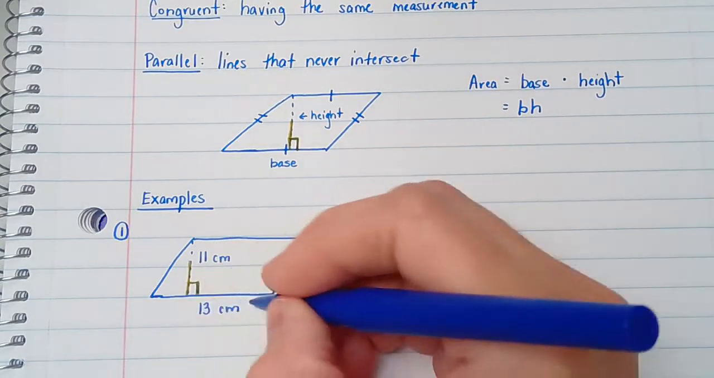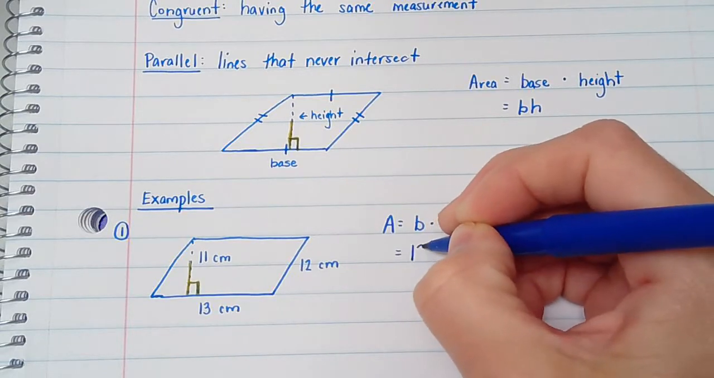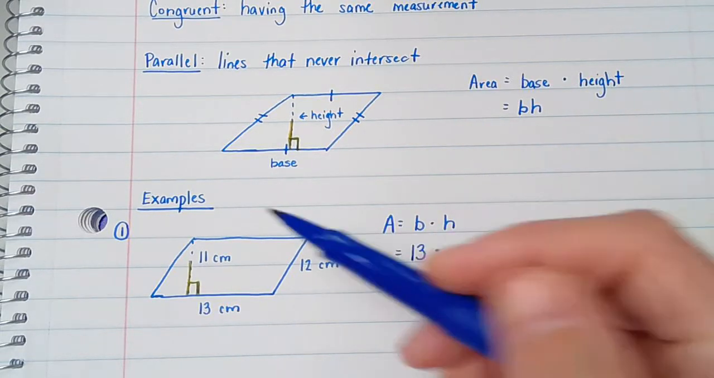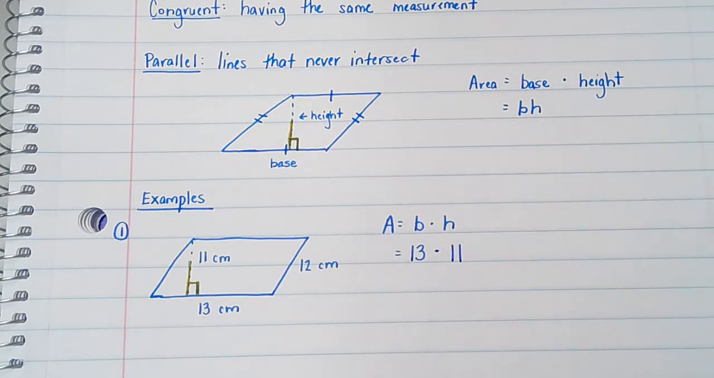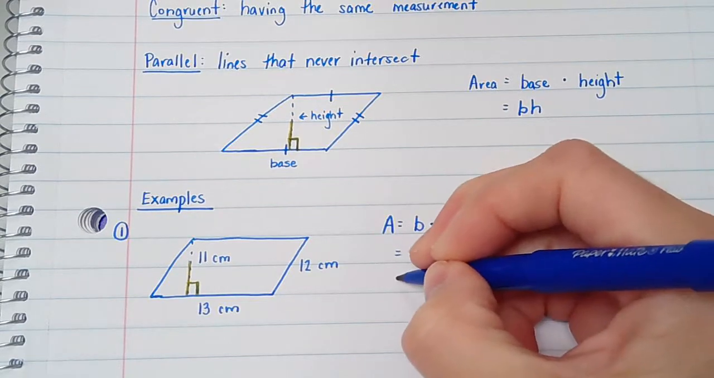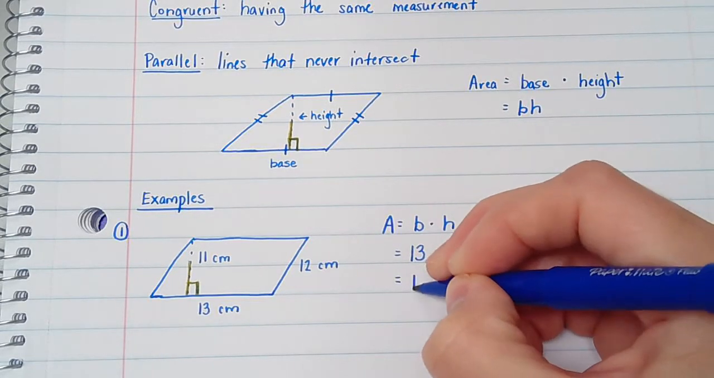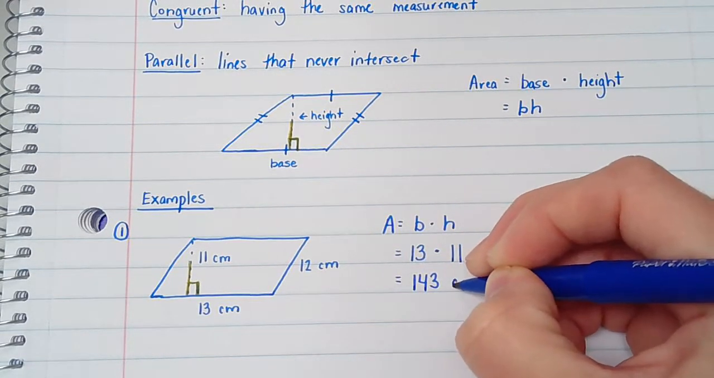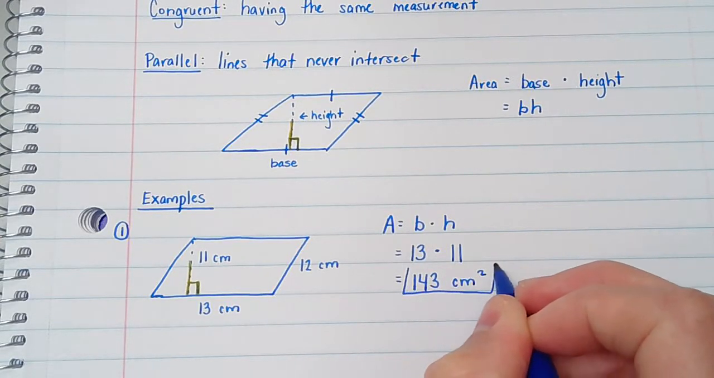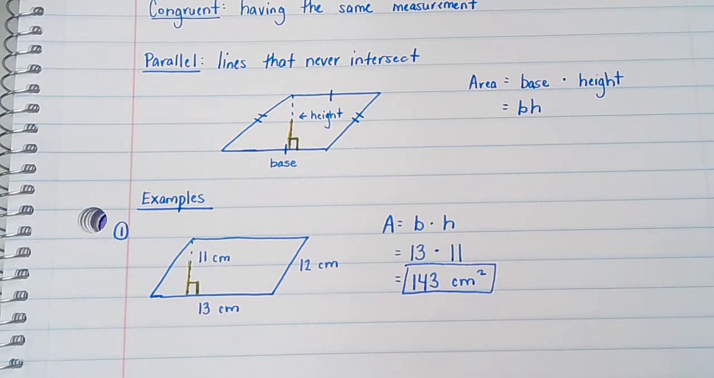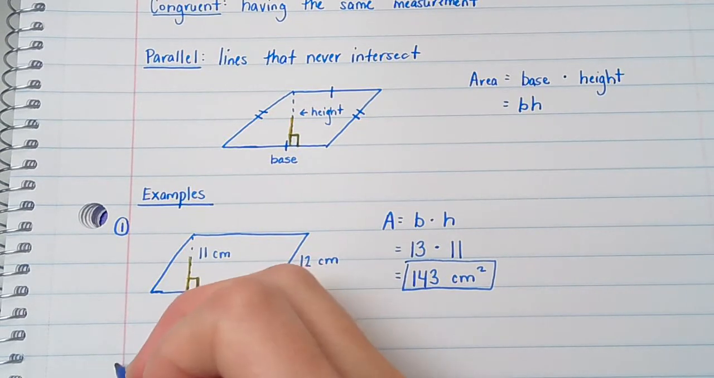So my base, where my chair is sitting, is 13, times the height of my chair, which is 11. All you do next is multiply those two numbers. 13 times 11 is 143 centimeters squared. And that's all I'm doing. Don't forget to put centimeters squared because we are finding area. Okay, let's look at another one.